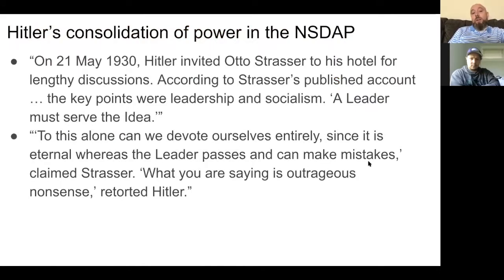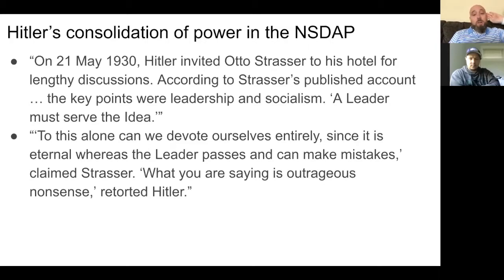On May 21st, 1930, Hitler invites Strasser to his hotel for lengthy discussions. These discussions, according to Strasser's account, which is the only public account of this meeting, the key points were leadership and socialism, and Strasser's position was that a leader must serve the idea and not the idea serving the leader.